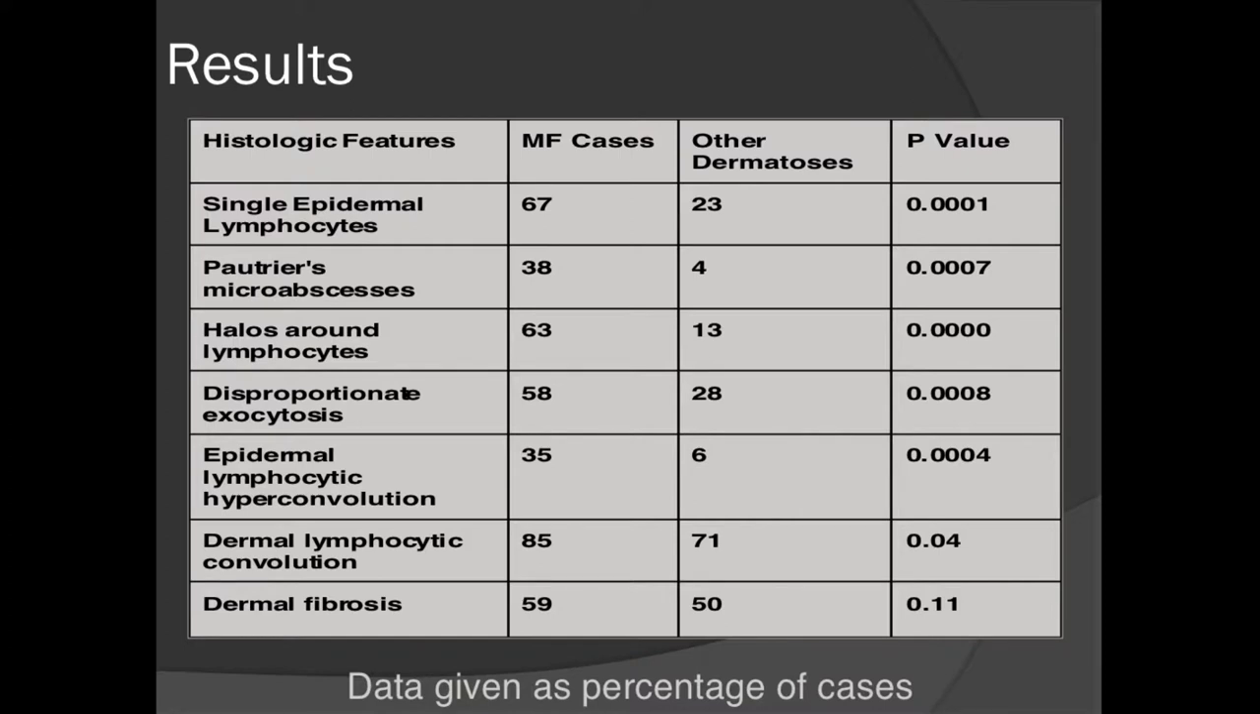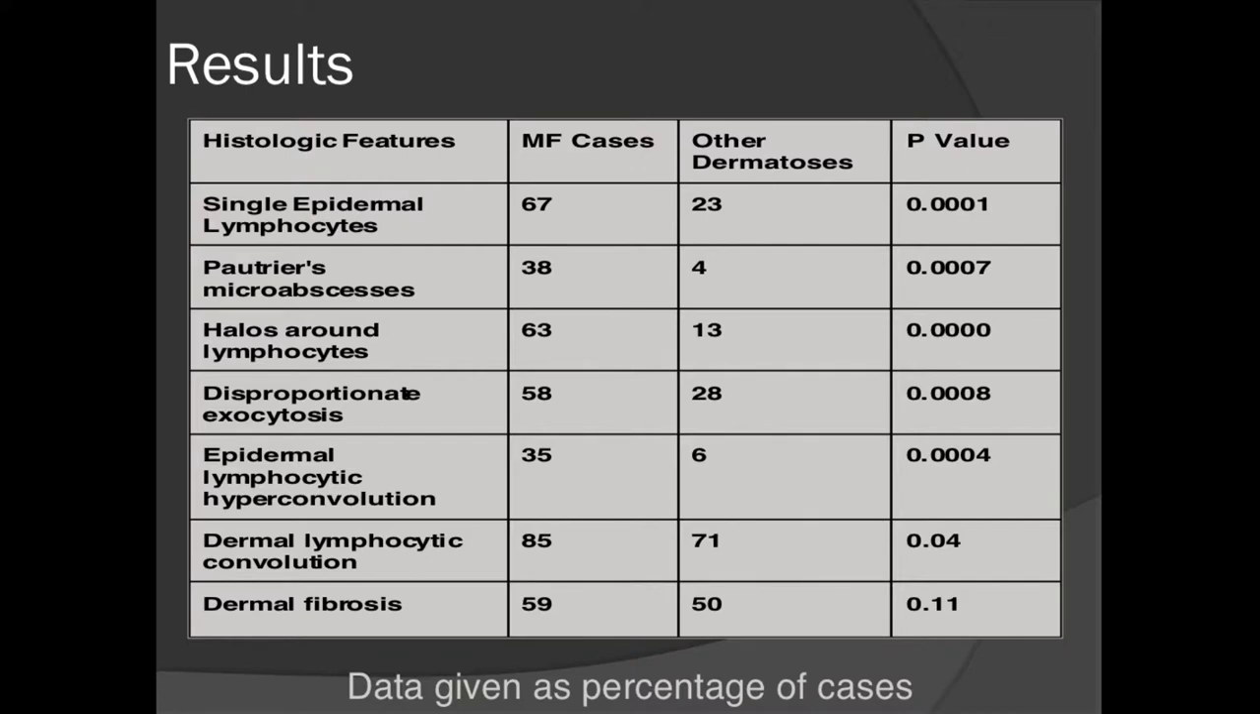Potrae's microabscesses could be defined as 2 or 3 or 4 or 14 whatever lymphocytes in one cluster. I think we used 3, as I recall. I don't know why we saw so many. Remember what I said about halos around lymphocytes? Look at the p-value. There were a lot of zeros there before you got to a positive integer. Very, very good statistical thing.